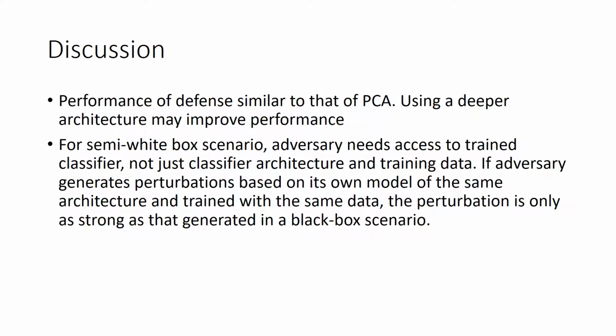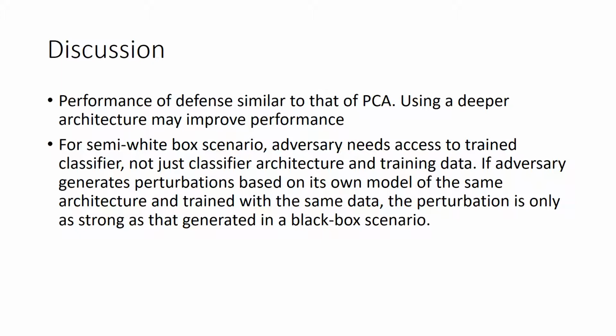Discussion. In the past, principal components analysis has been used as a defense. The classifier is trained with the compressed representation that is found using PCA, and then the test data is projected onto the same subspace before being classified. I implemented this PCA defense to compare against my own defense. The performance of my defense is similar to that of PCA, which is not surprising because I only used a single hidden layer for my autoencoder. If I use deeper autoencoder architectures, it will probably create a better defense, and I plan to do that in the future.